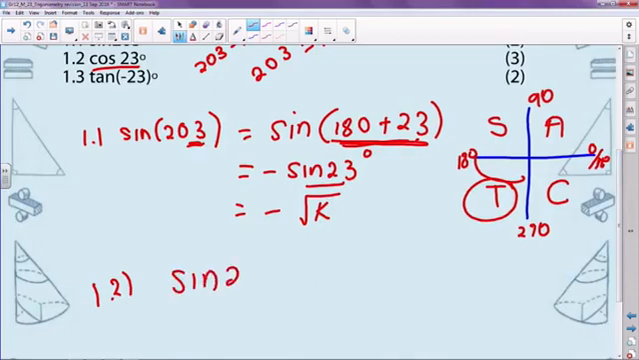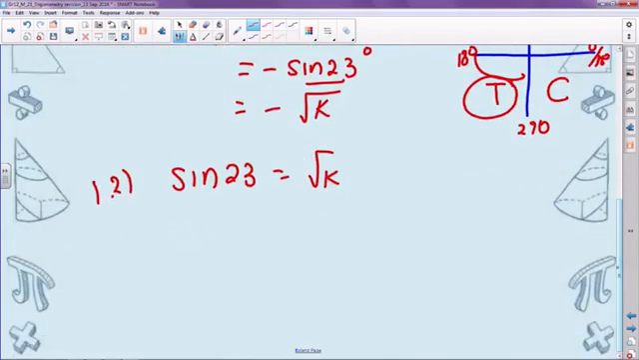So I know that sine of 23 degrees is equal to the square root of k. I also know that 23 degrees falls in the first quadrant. So I can draw a triangle, a Pythagoras triangle, meaning that the one side, the vertical side, is perpendicular to the x-axis. I just want to make that a little bit squarer.